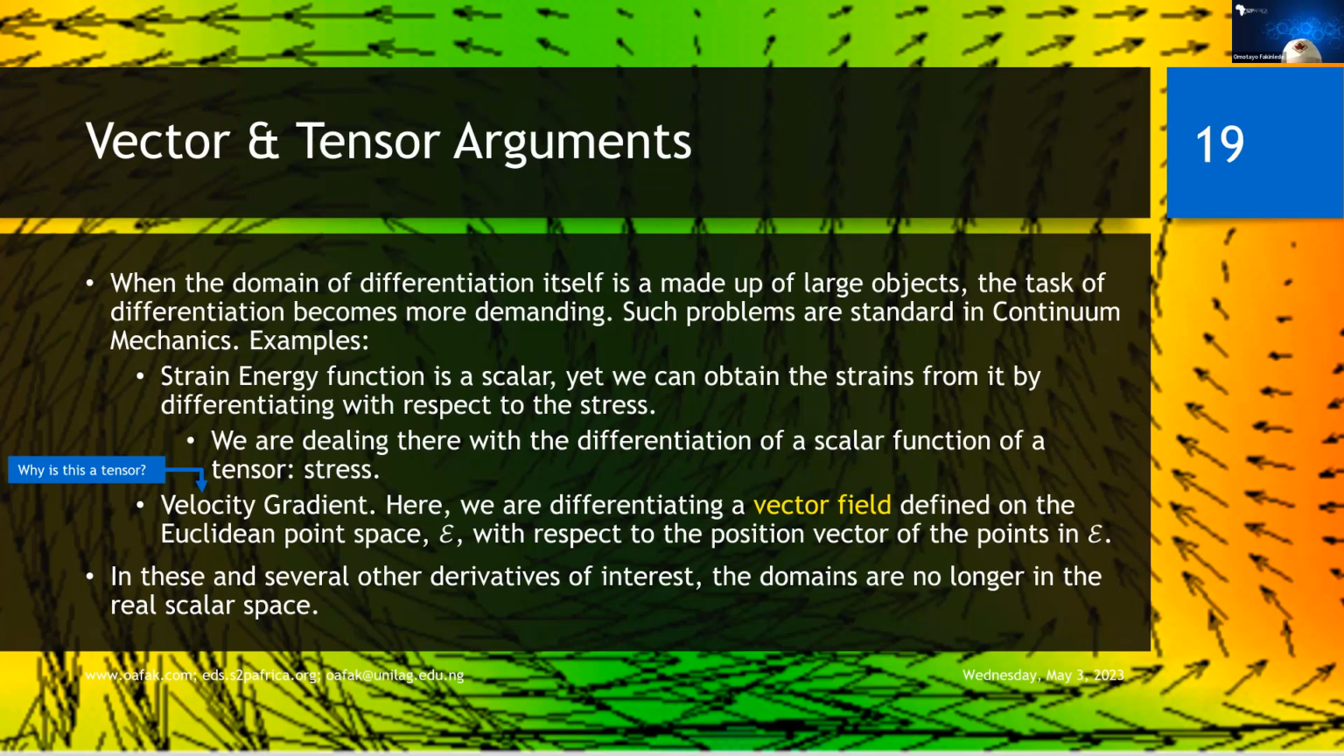Here we are differentiating a vector field defined on a Euclidean point space with respect to a position vector on the points of E. In this and several other derivatives of interest, the domains are no longer in the real scalar space. You are now moving away from your elementary math that you used to think was advanced math. But by comparison with what we are going to do next, you will see that those are elementary things.